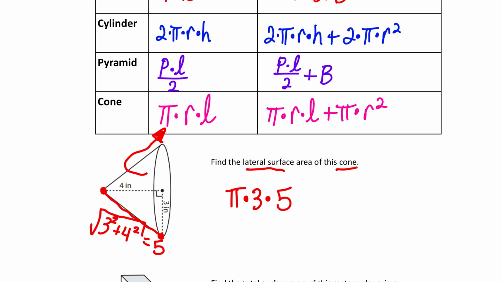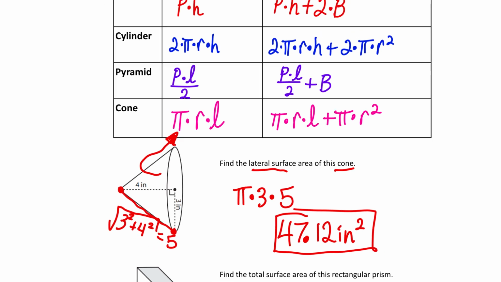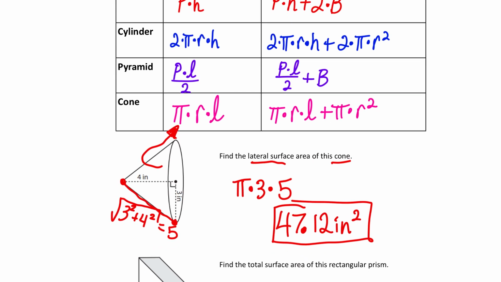So now on my calculator, I'm just going to type in pi times 3 times 5, which is 47.12 square inches. And that's it. That's the lateral surface area of that cone.